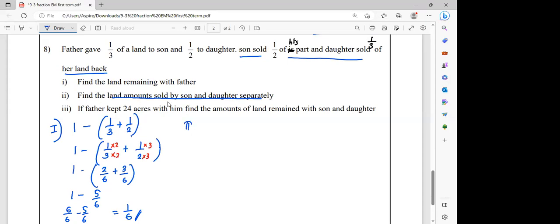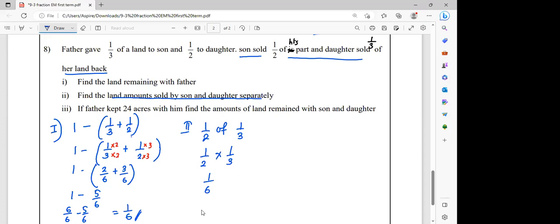Second one, find the land amount sold by son. The son was given 1/3. Then he has sold 1/2 of the amount he received. It is 1/3, and then 1/2 of means multiplication. That means he has sold 1/6.